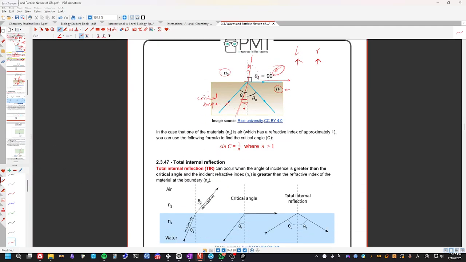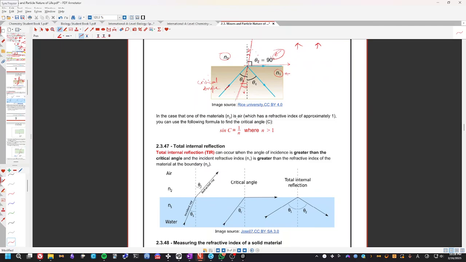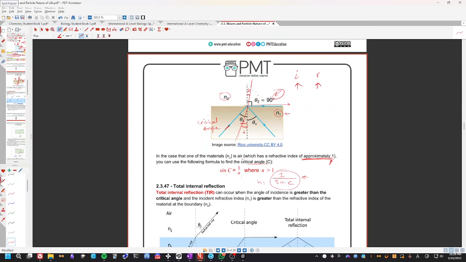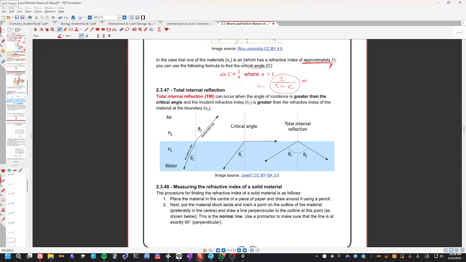That's important. In this case, one of the mediums is air, which has a refractive index of approximately 1. Then you can use the formula to find the critical angle: sine c equals 1 over n. So n equals 1 over sine c. You can use this to calculate the refractive index of only one material, because the other material is air. Now you have total internal reflection, another GCSE topic.